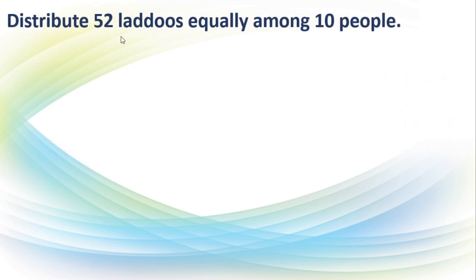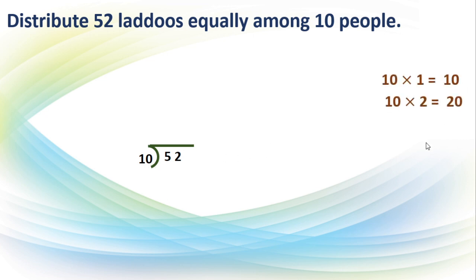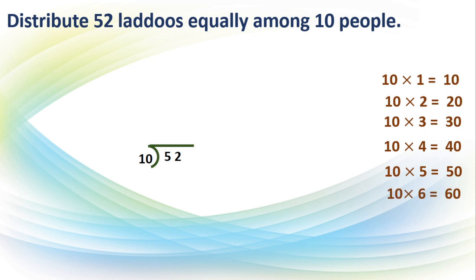Distribute 52 laddus equally among 10 people. Laddus are there. How many laddus are there? 52. And how many people? 10 people. So we will divide 52 laddus among 10 people. Okay? 52 divided by 10. Okay, we will recite the 10 table. 10 ones are 10, 10 twos are 20, 10 threes are 30, 10 fours are 40, 10 fives are 50, 10 sixes are 60. Yes, dear children, see this.